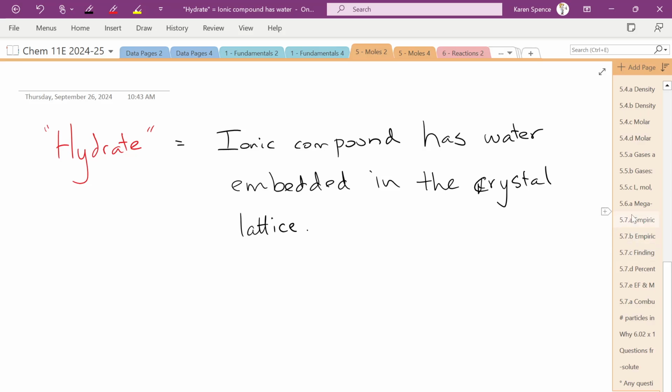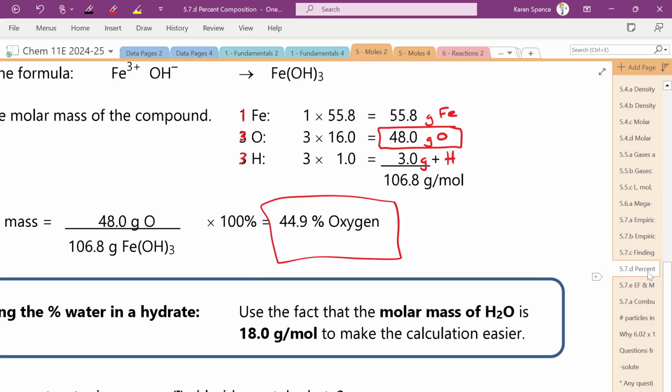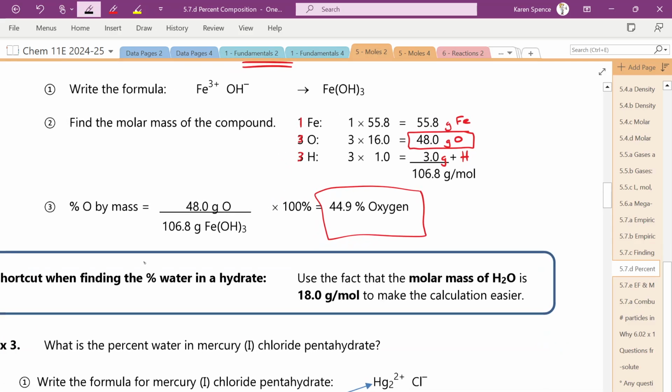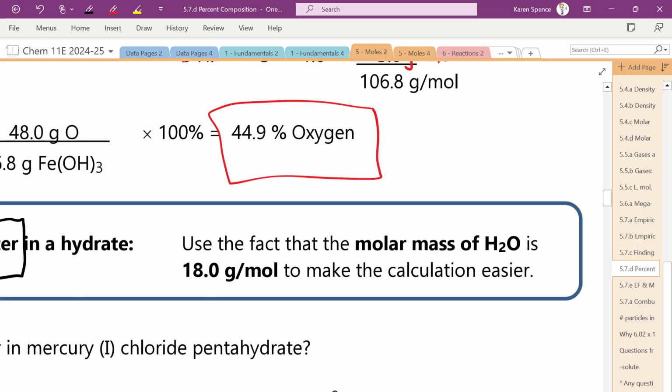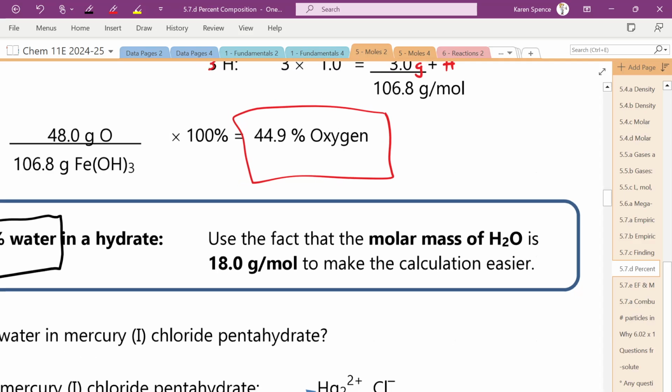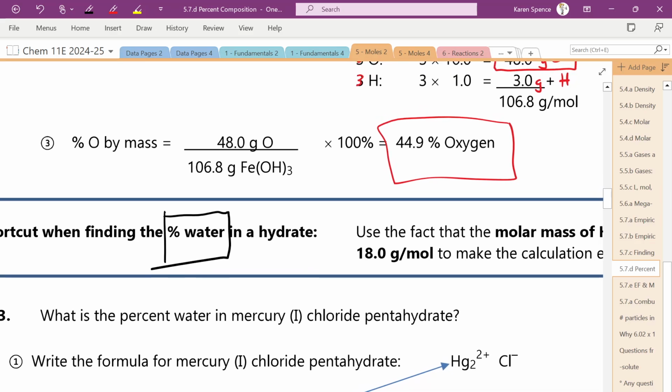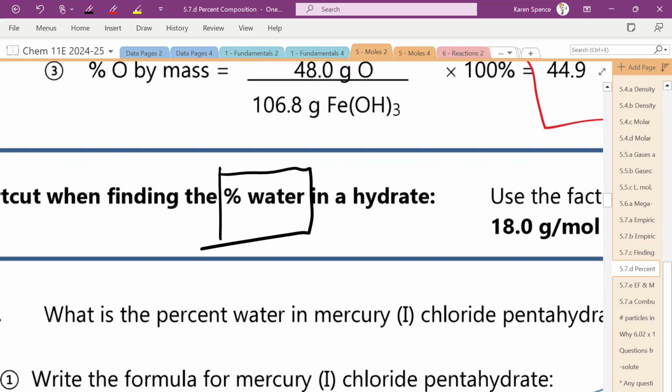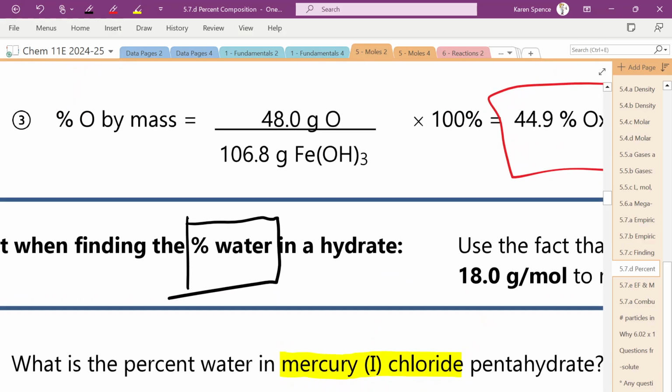So let's just go back to here. There we go. And if you're asked to find the percent water in a hydrate, it's nice to just know that the molar mass of water is 18 grams. It just makes your life a little bit simpler. Okay? So let's say that we want to find the percent water in mercury 1 chloride. Now, first of all, without looking, I'd like you to figure out the formula for mercury 1 chloride. Do consult your pink sheet, please.